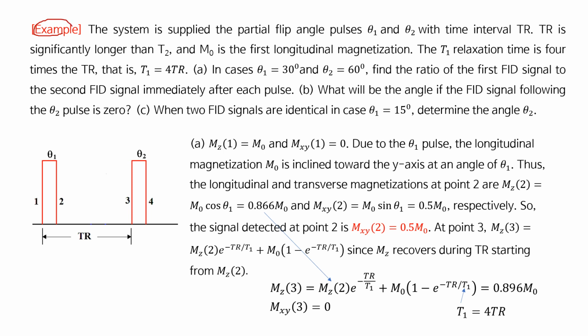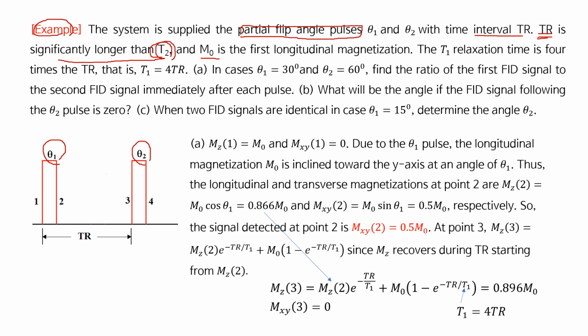Next example. The system is supplied with partial flip angle pulses, theta 1 and theta 2, with time interval TR. Now we use the partial angle pulses theta 1 and theta 2. TR is significantly longer than T2, okay? So TR is very much larger than T2, right?